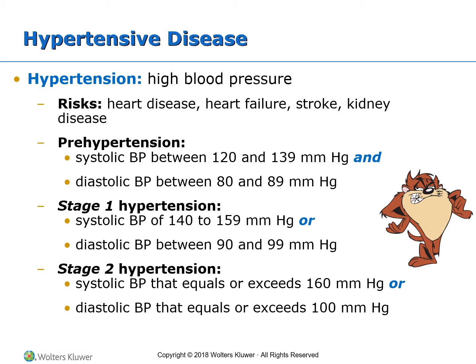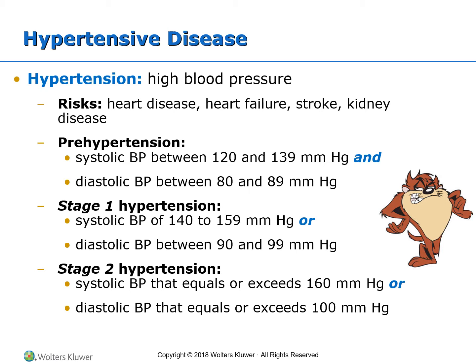According to the National Heart, Lung, and Blood Institute in 2015, pre-hypertension is defined as a systolic blood pressure of 120 to 139 millimeters mercury or a diastolic blood pressure between 80 and 90 millimeters mercury. The term hypertension, sustained elevations in systolic or diastolic blood pressure that exceed pre-hypertension levels, is now subdivided into 2 categories. Stage 1 hypertension is defined as a systolic blood pressure of 140 to 159 millimeters mercury or a diastolic blood pressure between 90 and 99 millimeters mercury.